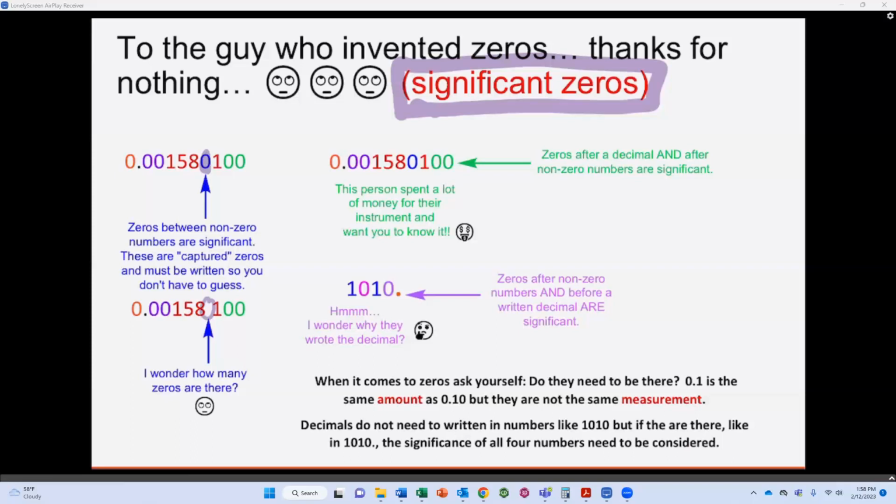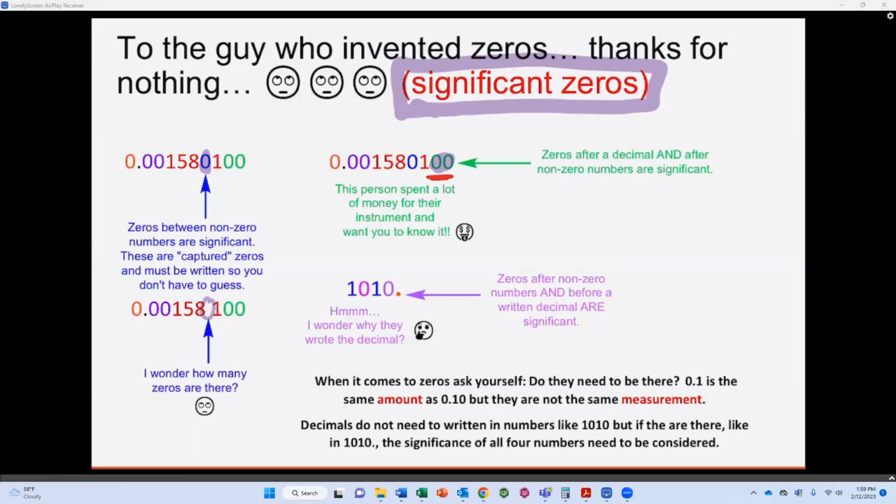Okay. Zeros at the end of a decimal and at the end of non-zero values. These are considered to be significant. Why? Again, if I'm telling you this is the number, I don't need those zeros there to tell you about how large this number is. What I am conveying to you is the certainty of my measurement.